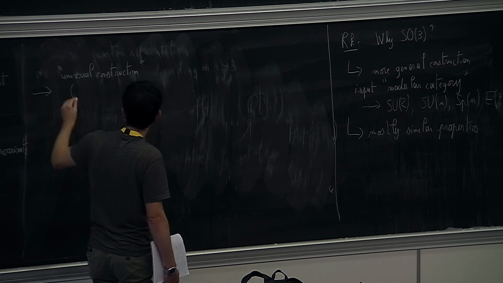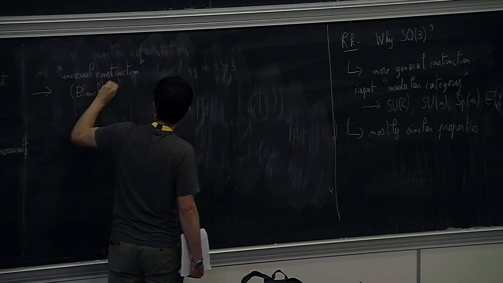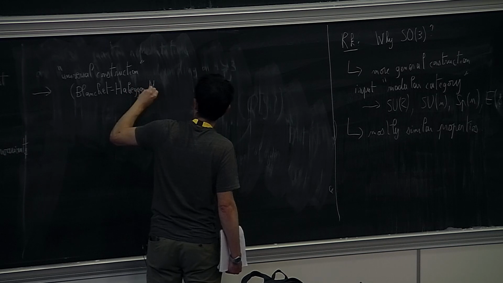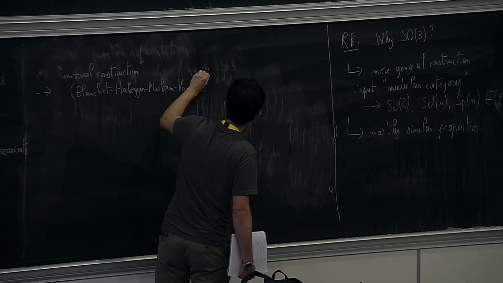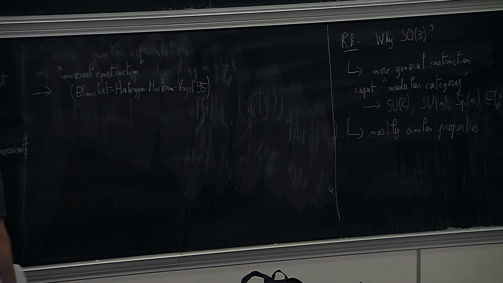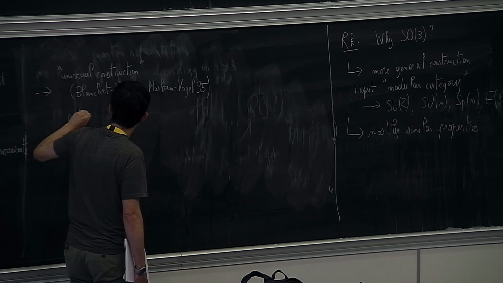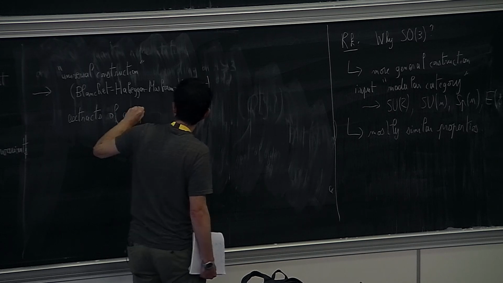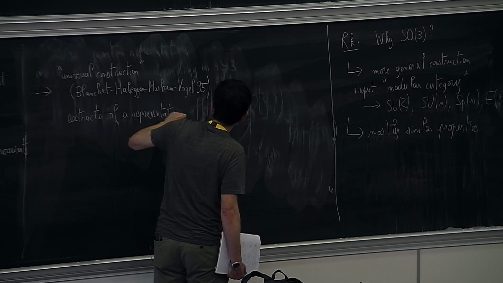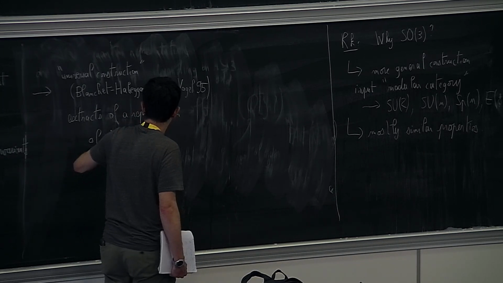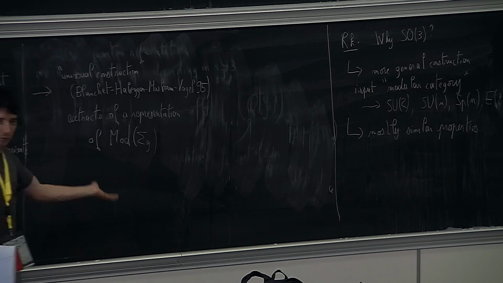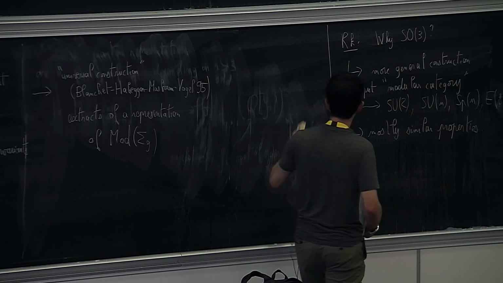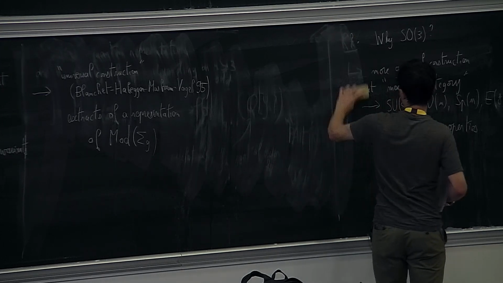It is a process that was introduced by Blanchet, Habegger, Masbaum, and Vogel. I think the paper is 95, it was probably before, which extracts a representation of mapping class groups from an invariant of 3-manifolds. Of course, this process does not necessarily give you an interesting representation. But in our case, it will turn out to give us nice representations. It depends on the invariant whether what you get is interesting or not.